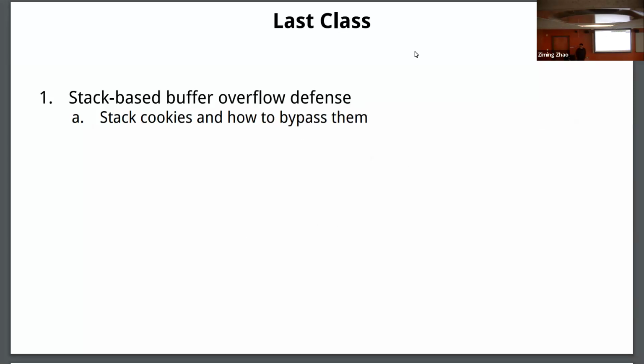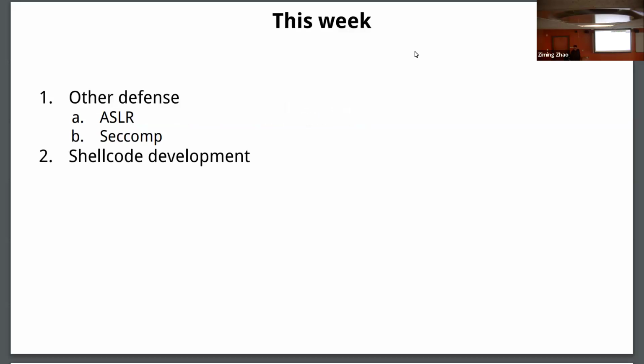Last class, we talked about stack cookies, stack canary, shadow stack, and several other defenses and how to bypass them. Today we will keep talking about defenses. In particular, we will talk about address space layout randomization and a firewall at the system call level called Seccomp. That's basically a firewall system at the system call level. Everyone is already familiar with the firewall on the network side, and this one is on the system side.